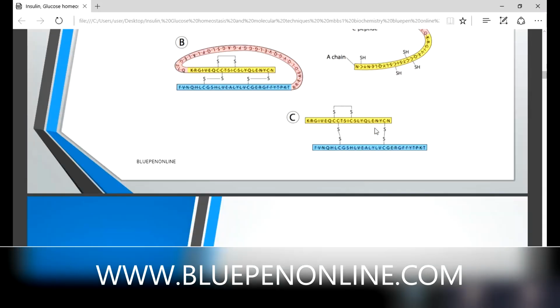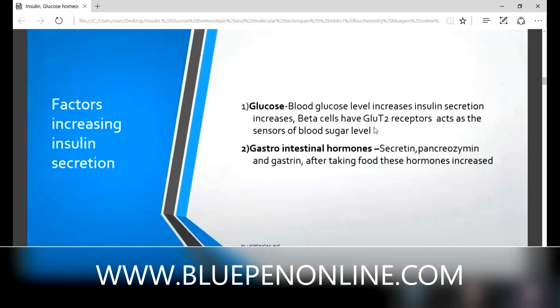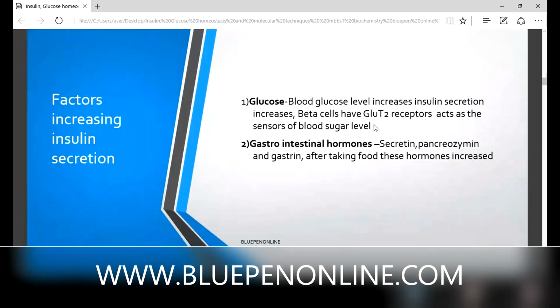Then, which are the factors that increase insulin secretion? There are two factors. One is glucose. When blood glucose level increases, insulin secretion also increases. Beta cells have GLUT2 receptors that act as sensors of blood sugar level.